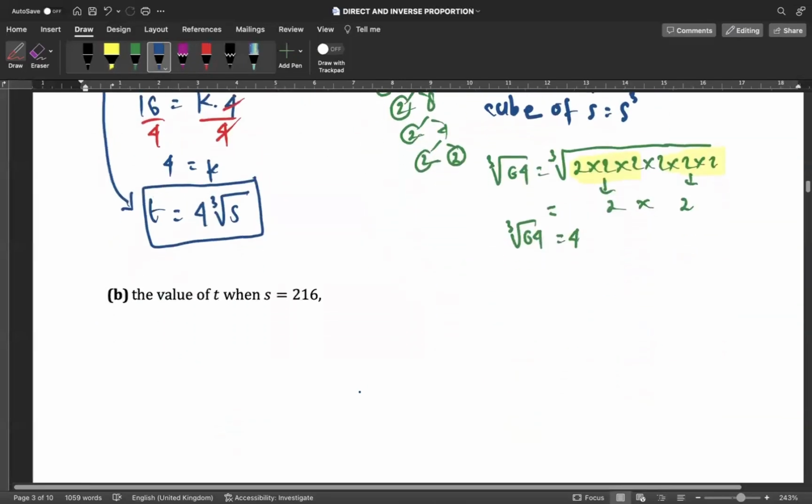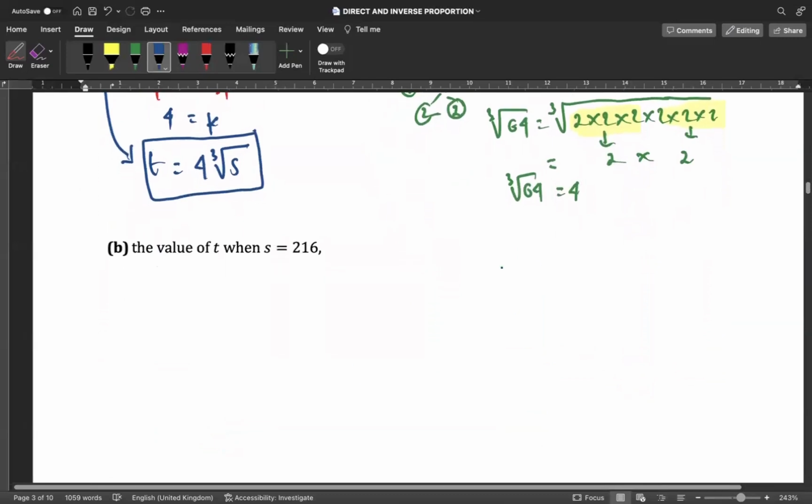Next, find the value of t when s is 216. Let's use the equation we found in A. So from A we know that t equals 4 times cube root of s. t we don't know yet, so just write it as t. 4 times cube root of 216.